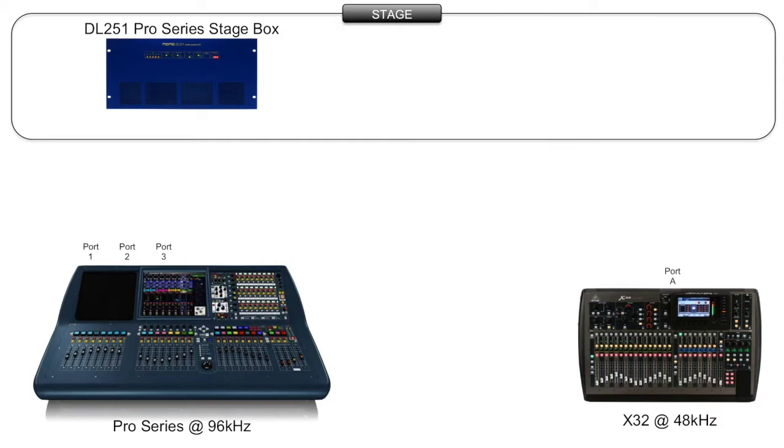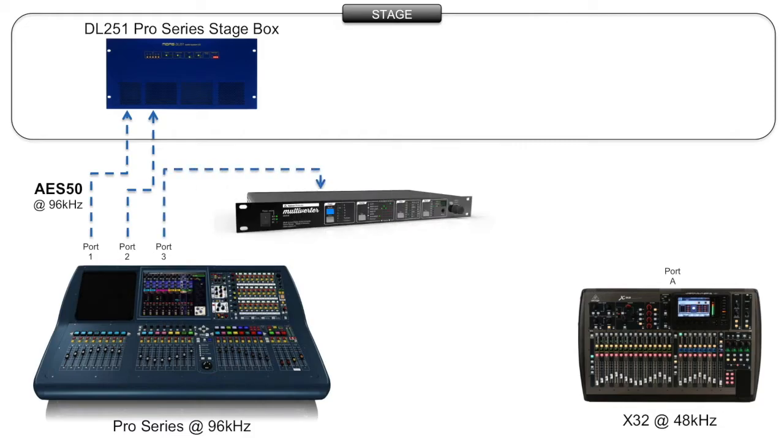We're going to use 3 of them. Up at the top on the stage, we have a DL251 Pro Series stage box. So we're going to run our point-to-point AES50 cable, which is Ethernet Cat5 and Cat6, to the stage box. We're going to use port 3 and use the internal routing of the Pro Series console to route those inputs to that port and send that over to the Multiverter's AES50 port.